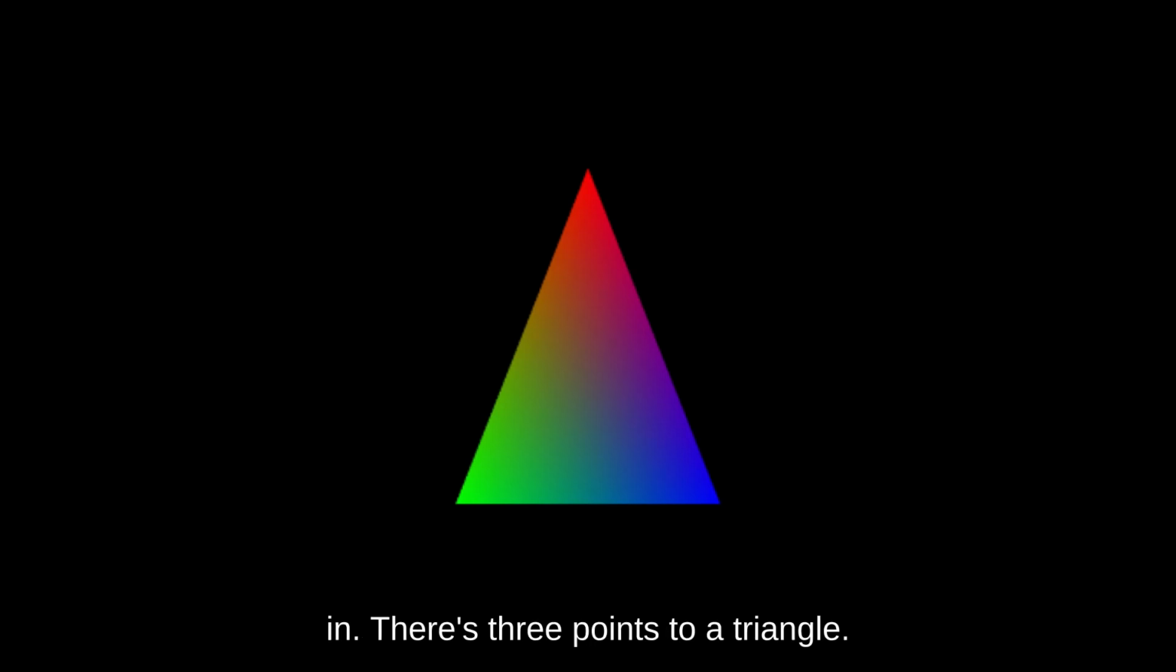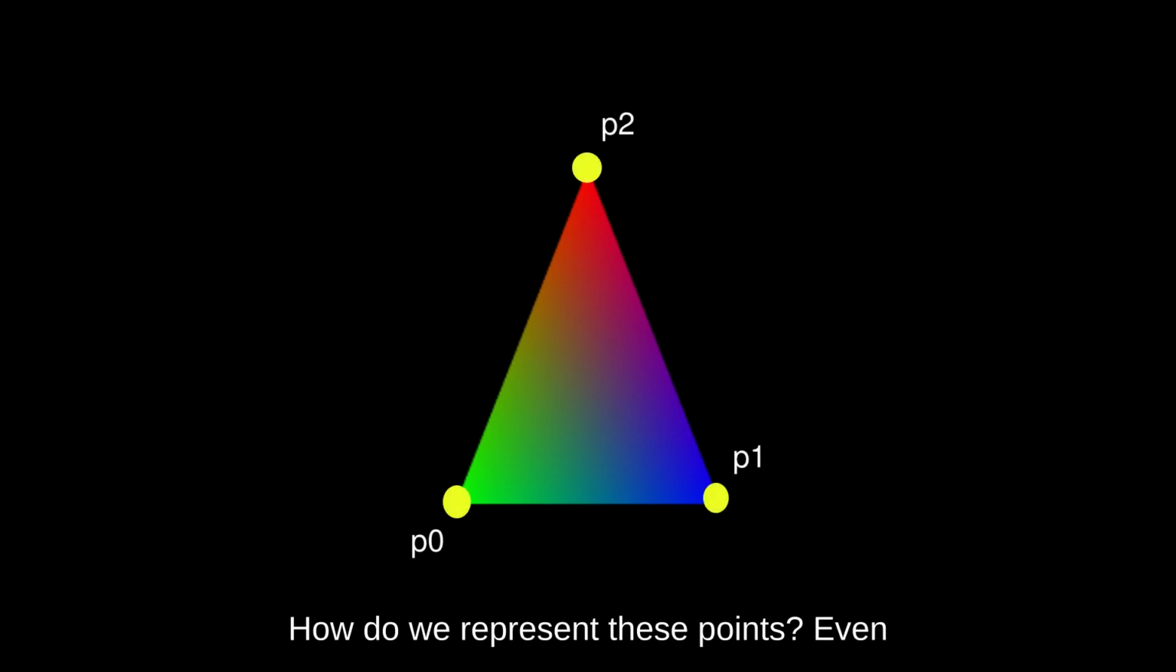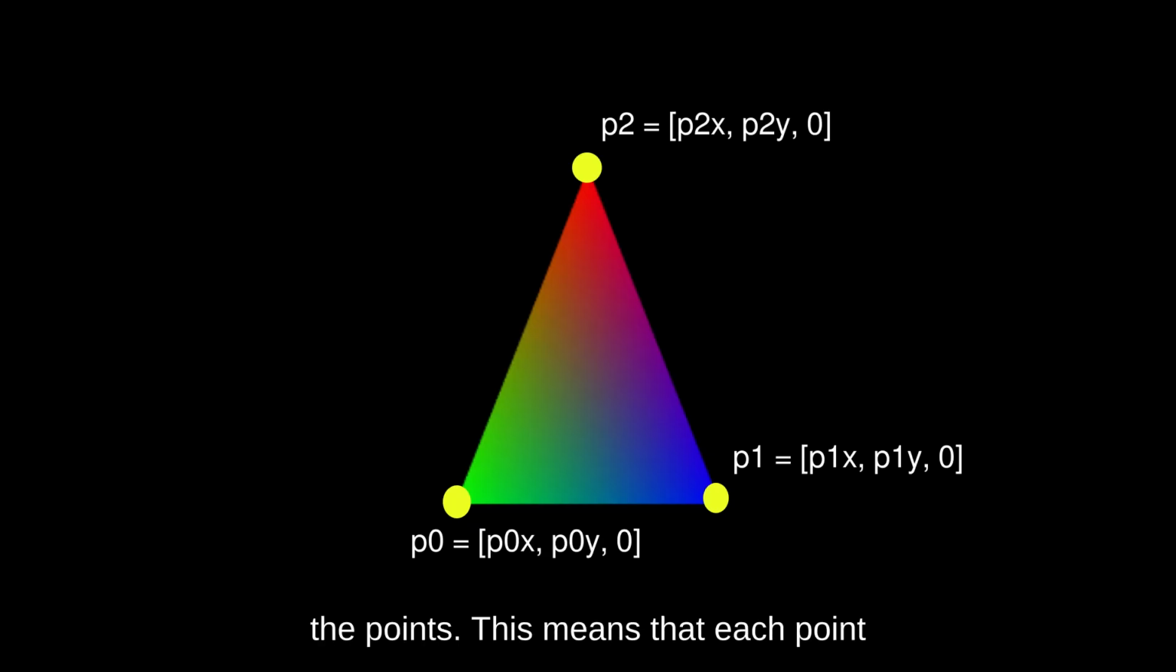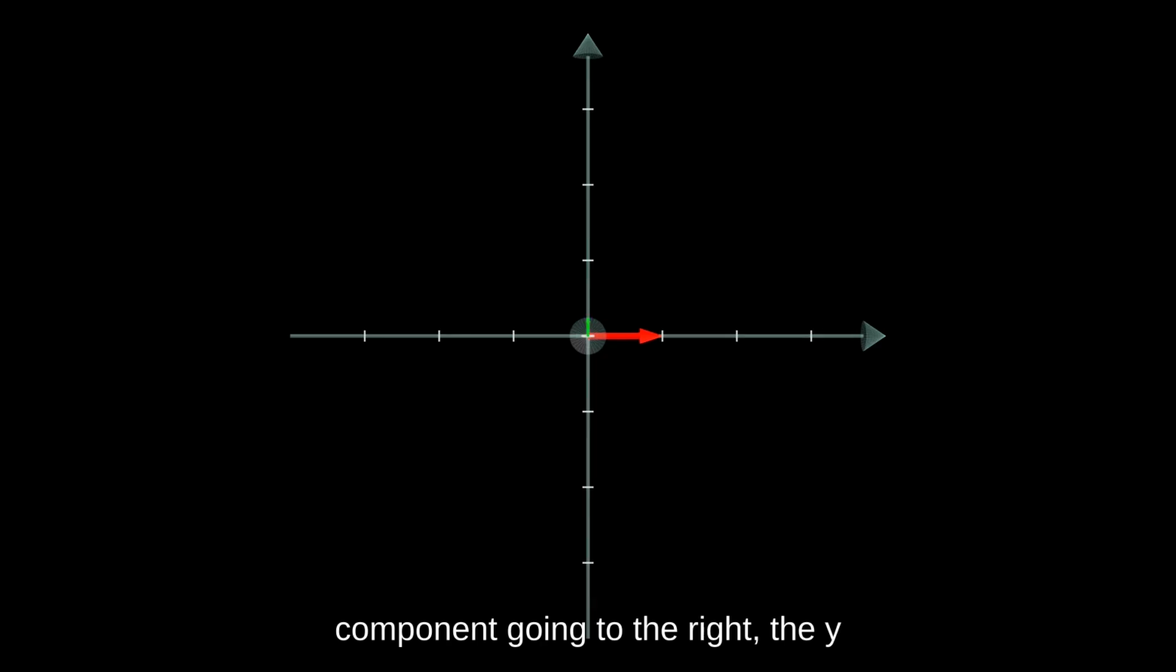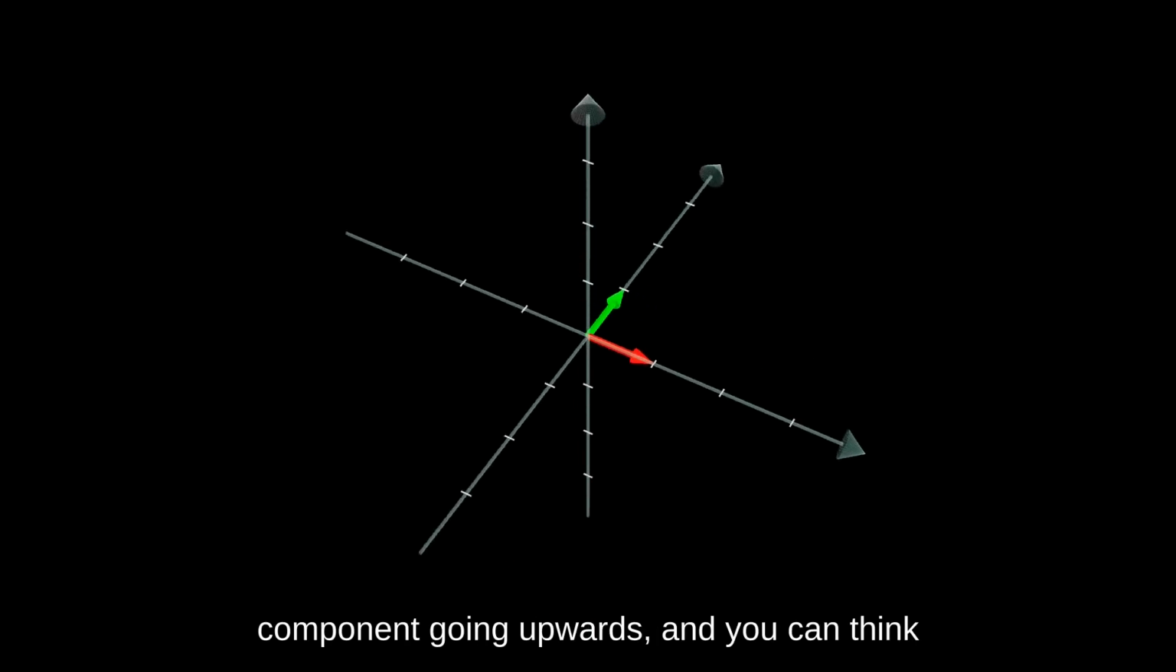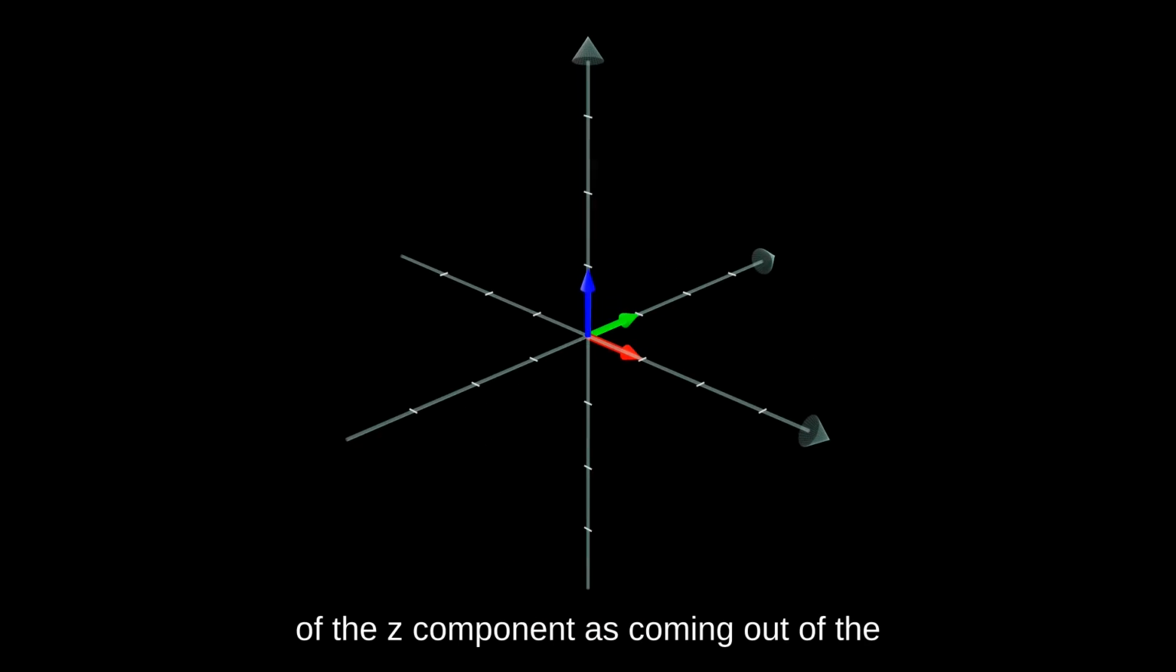There are 3 points to a triangle. How do we represent these points? Even though this project will look 2D, we are going to use 3D coordinates to represent the points. This means that each point will have an x, y, and a z component. You can just keep the z component set to 0 for this project. You can imagine the x component going to the right, the y component going upwards, and you can think of the z component as coming out of the screen directly towards your face.